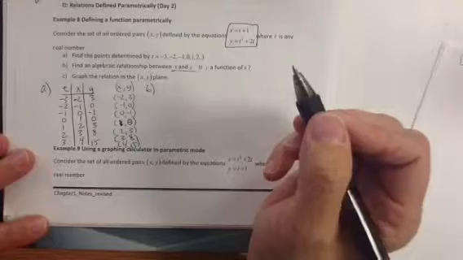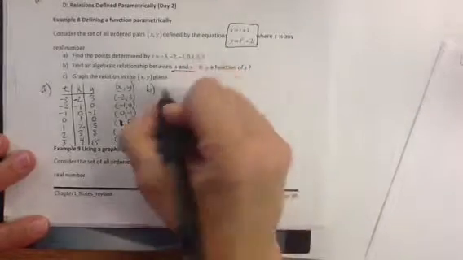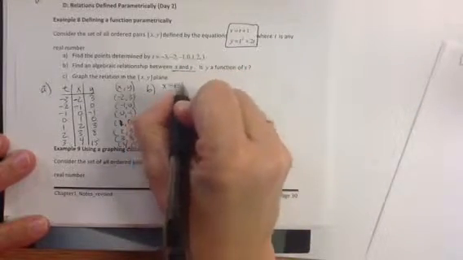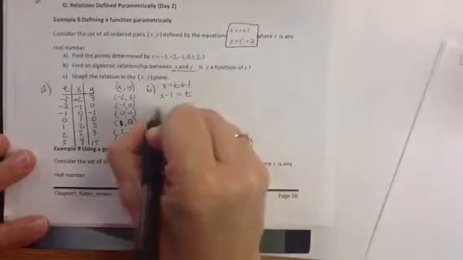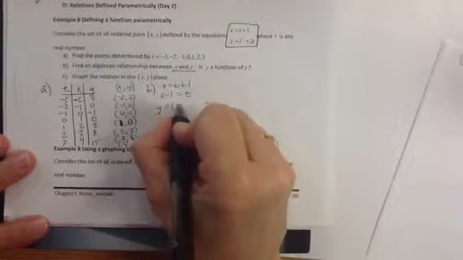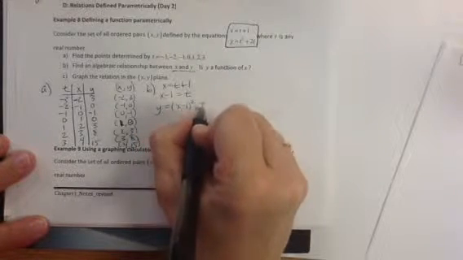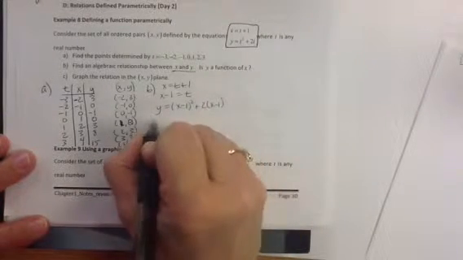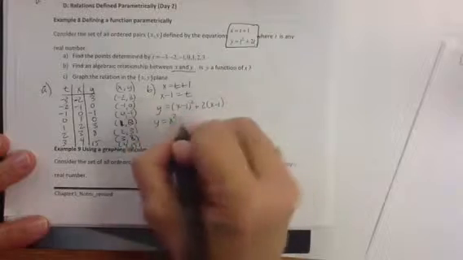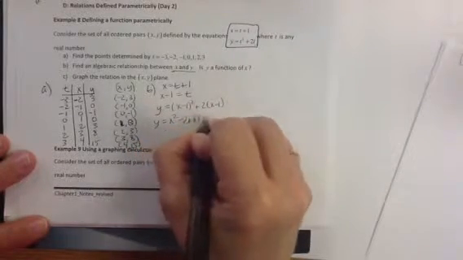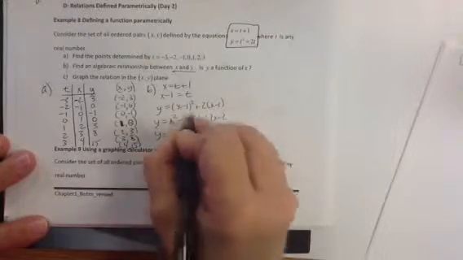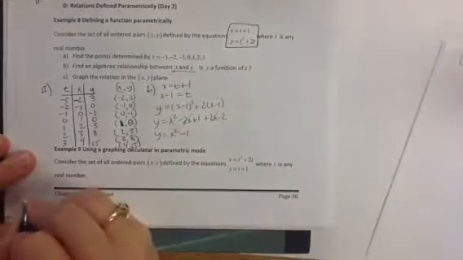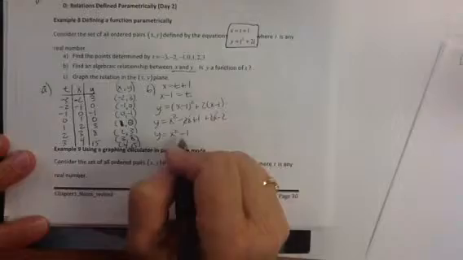Well, that means I need to get rid of the t. So I'm going to take x equals t plus 1, solve for t, and then substitute what t equals in here, and then simplify: x squared minus 2x plus 1 plus 2x minus 2. Now I actually have my relation. It looks like a parabola.